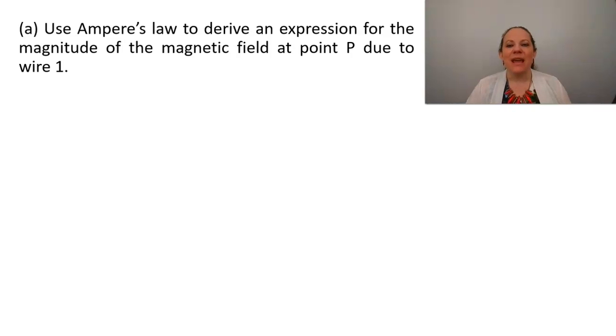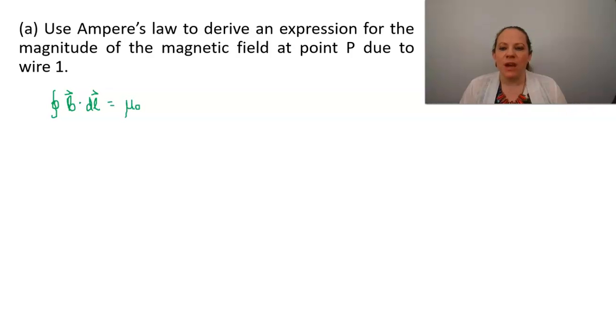A. Use Ampere's law to derive an expression for the magnitude of the magnetic field at point P due to wire 1. So let's start with Ampere's law, which of course says that the integral around a closed curve of B dot dl is equal to mu naught times I enclosed. So how much current is inside this closed curve?